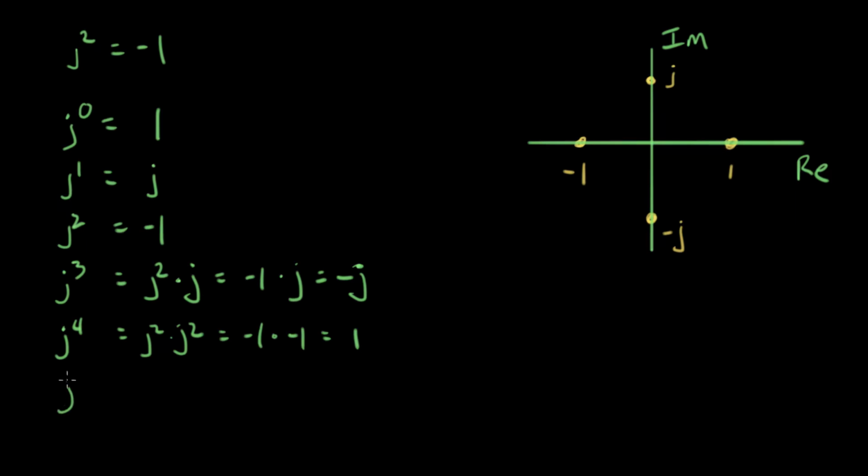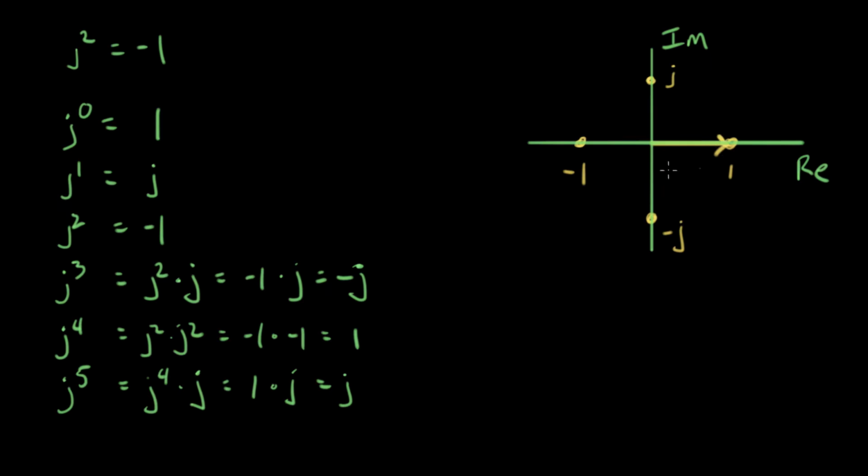Let's do one more. j to the 5th, what does that equal to? That equals j to the 4th times j. And j to the 4th is right here. It's 1 times j, equals j. Let's go plot that one. Well, we've already plotted it. It's already right here. Okay, so you can see there's a pattern here. 1, j, minus 1, minus j. And then 1, j, minus 1, minus j. It keeps repeating.